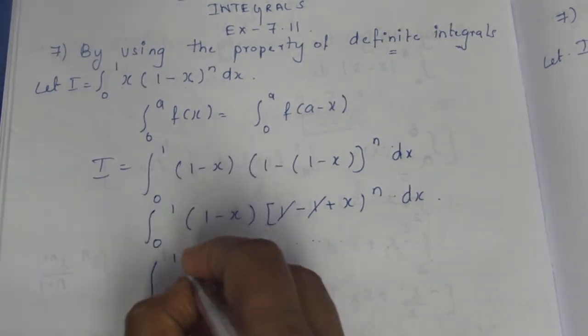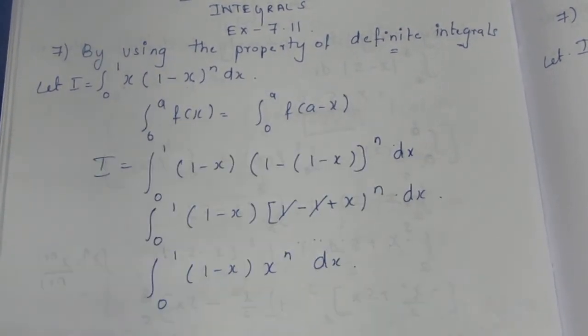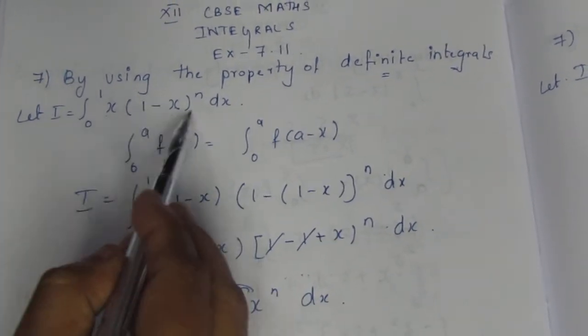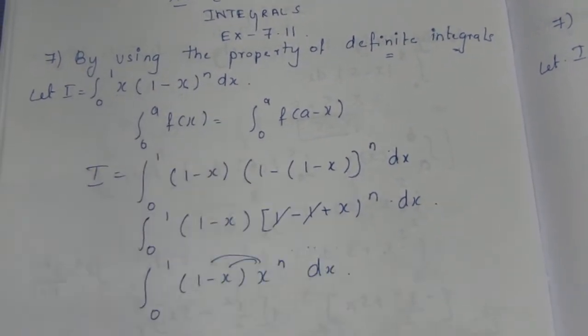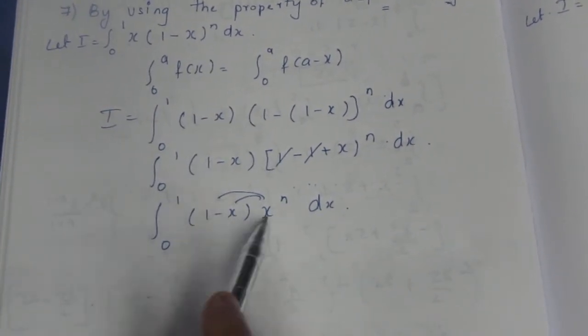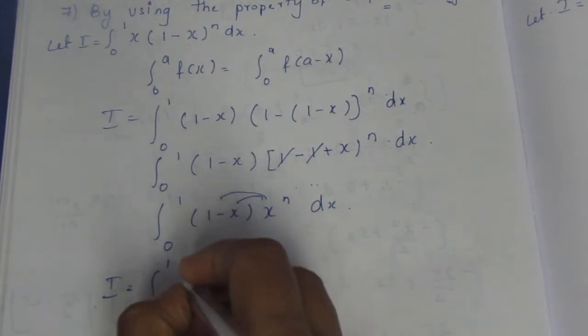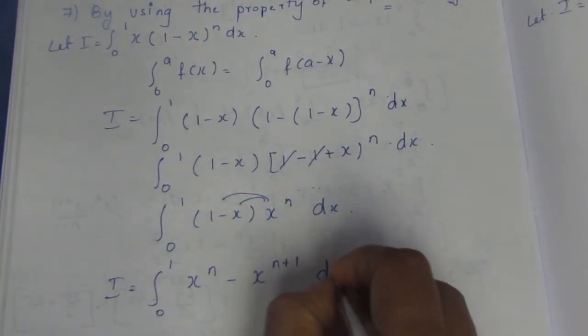Integration 0 to 1, 1 minus x, here it becomes x power n. So for x power n, can we multiply this? Here we can't, because there are two terms inside, so we can't multiply it inside. But in this case, we can multiply this inside. It becomes 0 to 1, x power n minus x power n plus 1 dx.